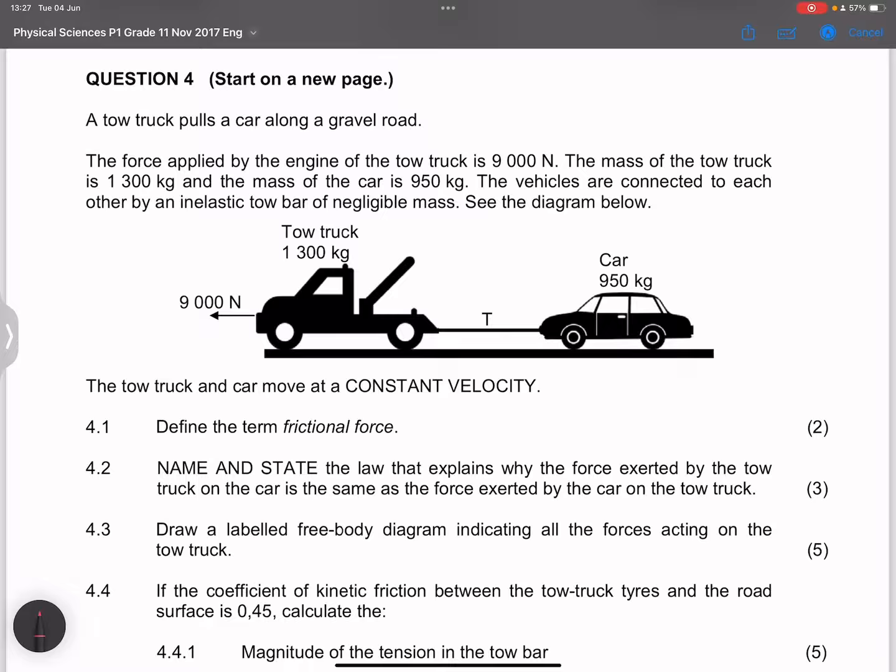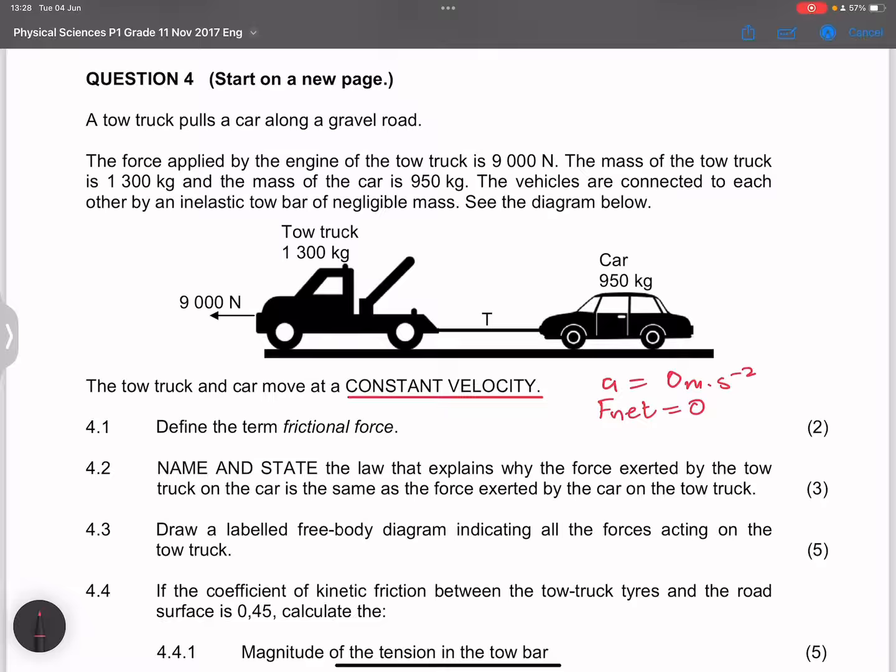Right, so now what do we have in this case? They say the tow truck and car move at constant velocity. Very important again, remember, we said that when we have constant velocity, we know acceleration is 0. And what that simply means is that the net force will also be equal to 0. Right. Now they say define the term frictional force. So remember that friction is a force that acts parallel to the surface that opposes the motion of an object.